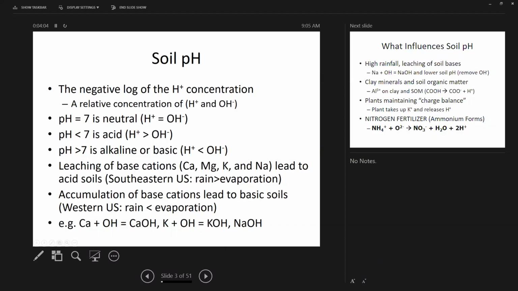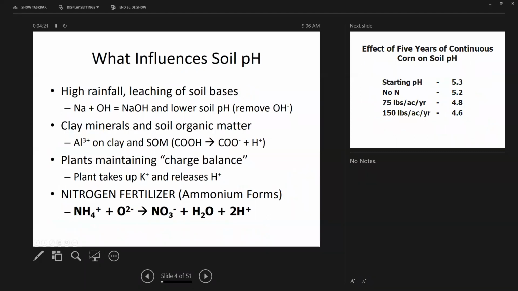If you go out west, they have alkaline soils. Well, they have less rain than evaporation, so these fertilizer salts will actually come from depth to the soil surface, bringing the hydroxyl with it. So hopefully that explains what's going on in the soil. As I mentioned, high rainfall leaches soil bases. Also, natural rainfall is slightly acidic, somewhere around 5, I believe. So not only is it bringing acidity, but it's also leaching these base cations, taking a hydroxyl with them.